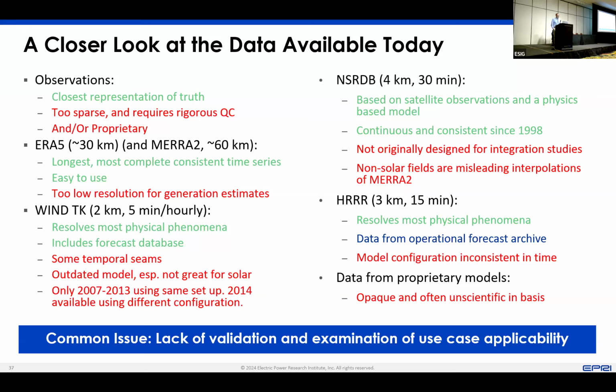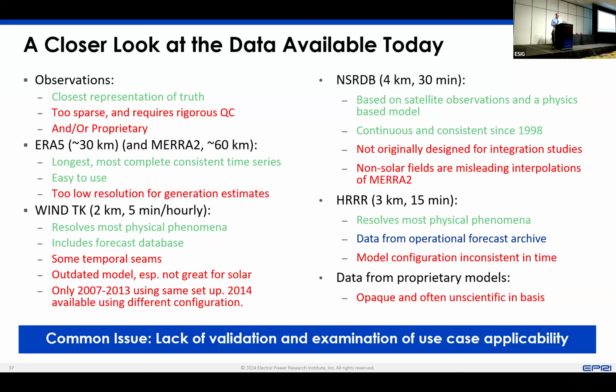Then you've got the High-Resolution Rapid Refresh. As John mentioned, that's an operational model. It's a fabulous model, but it's not designed for its use as a data set to describe the long-term variability of the atmosphere. It's an operational forecast archive, and so the model configuration is inconsistent in time. And then lastly, data from proprietary models often is opaque and often I found has limited scientific basis.